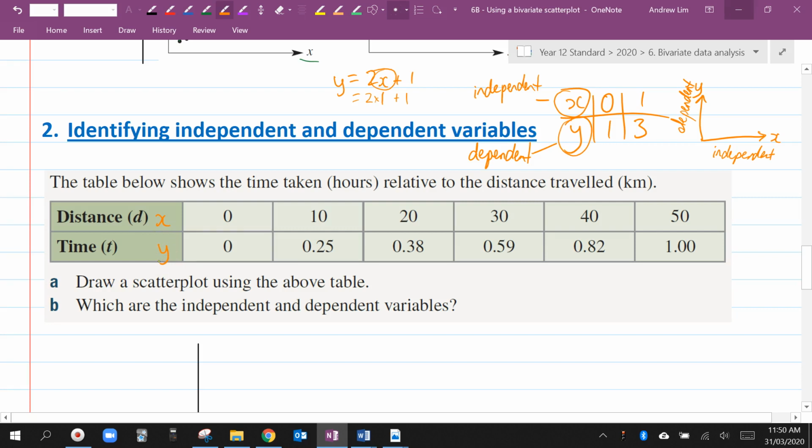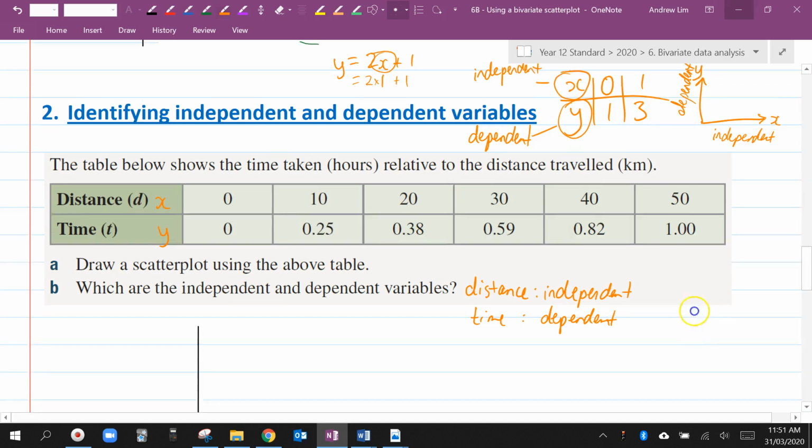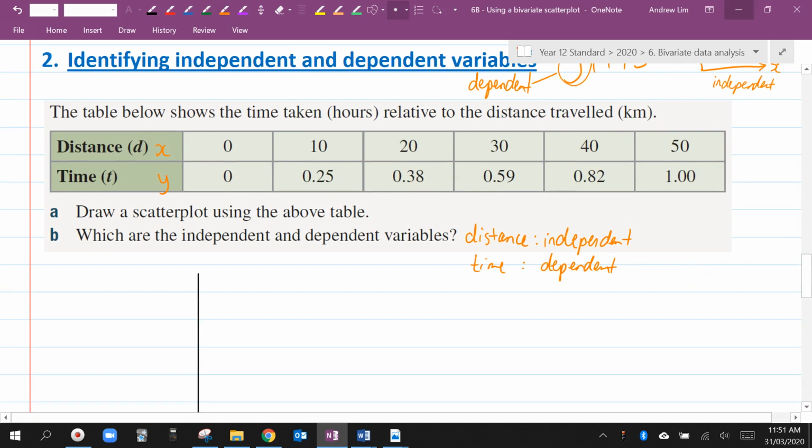Okay, so I might answer question B first rather than question A. Question B says, which are the independent and dependent variables? Well, because x is always independent, distance here is independent, and therefore time is dependent. In other words, the time it takes depends on how far you traveled. Alright, so now we know that distance is the independent variable and time is the dependent variable.